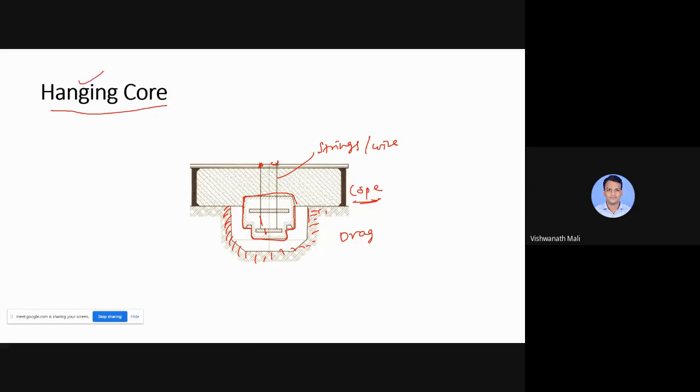Right? What happens in this case? We are not able to rest the core onto the mold in this product. We are not able to rest it. We need to hang it. So with the help of string and wire, we have hung this core so that we can get the required product and required cavity. So this type of core is known as hanging core.